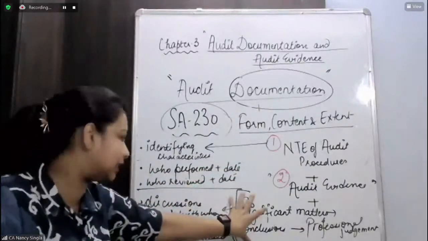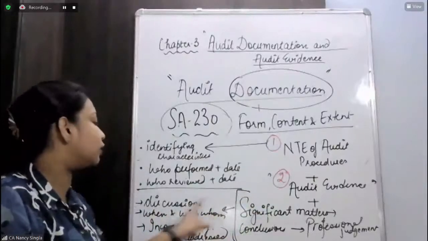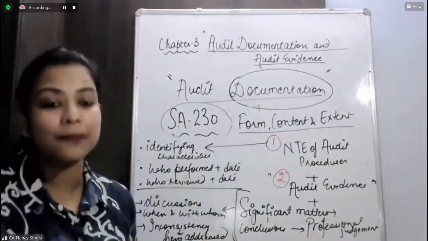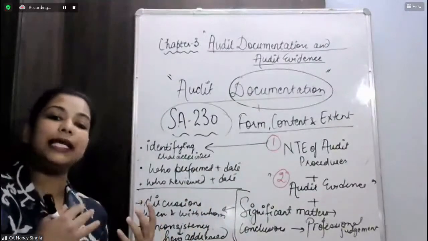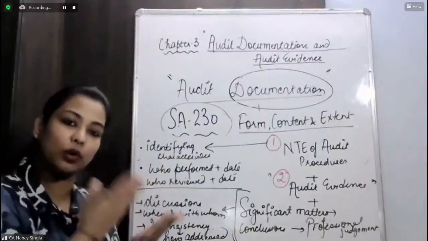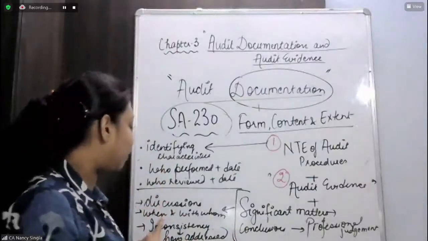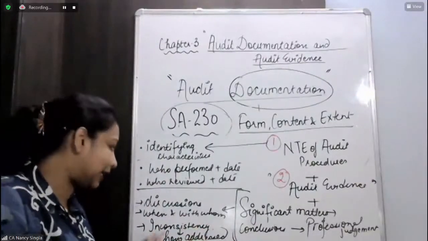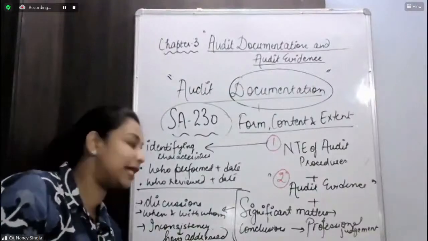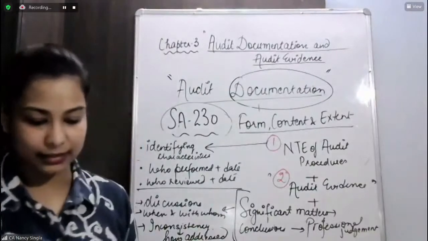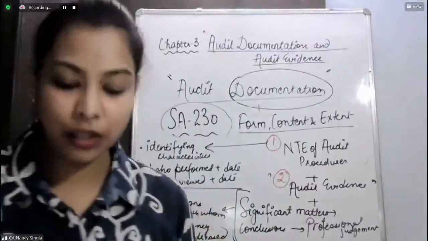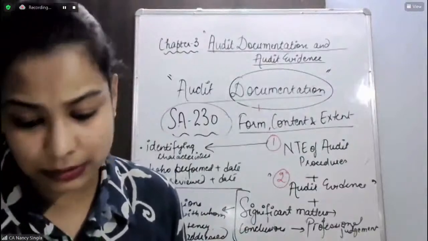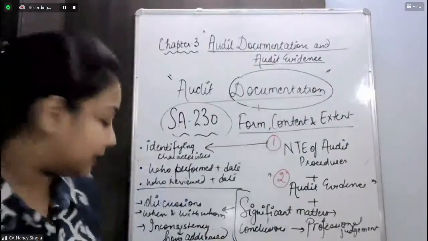Also, with respect to these significant matters, discussions, please also note down the discussions. You may ask, ma'am, how to note down the discussions? Then minutes of those discussions can always be documented. When and with whom such discussions were made, and in case of any inconsistency, I gave you an example of provision for doubtful debts, how the same was addressed. So clear? Clear? So this is clear. Okay?